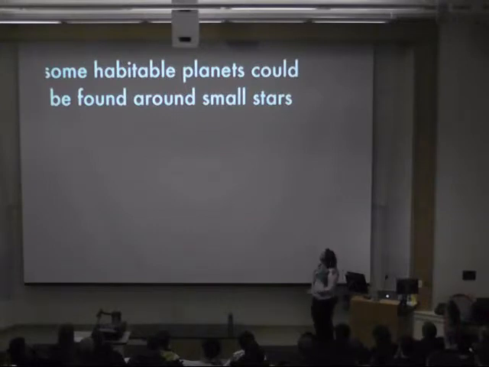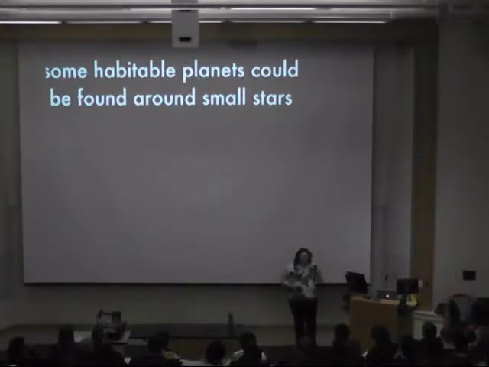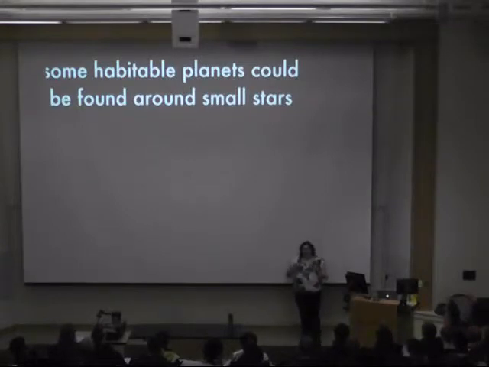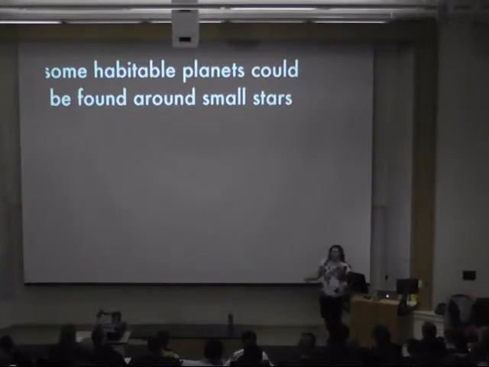The last reason why small stars should be interesting is because some habitable planets could be found around them. So we already talked about how common they are. If planets could have life around these small stars, then life could be extremely common. So we need to figure that out.